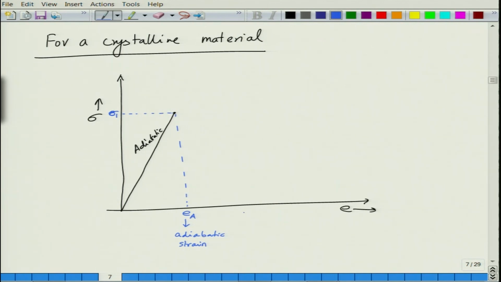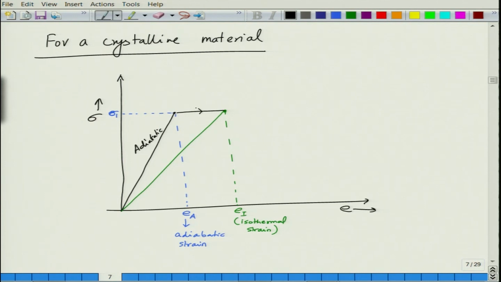This strain is smaller than the isothermal strain which would have otherwise developed if you had isothermal straining up to the same level of stress, then you would have gotten this strain which is EI, the isothermal strain. So, essentially what you will have to do now is, this is adiabatic strain, this is isothermal strain. To take it to this strain, you will have to allow the sample now to equilibrate.